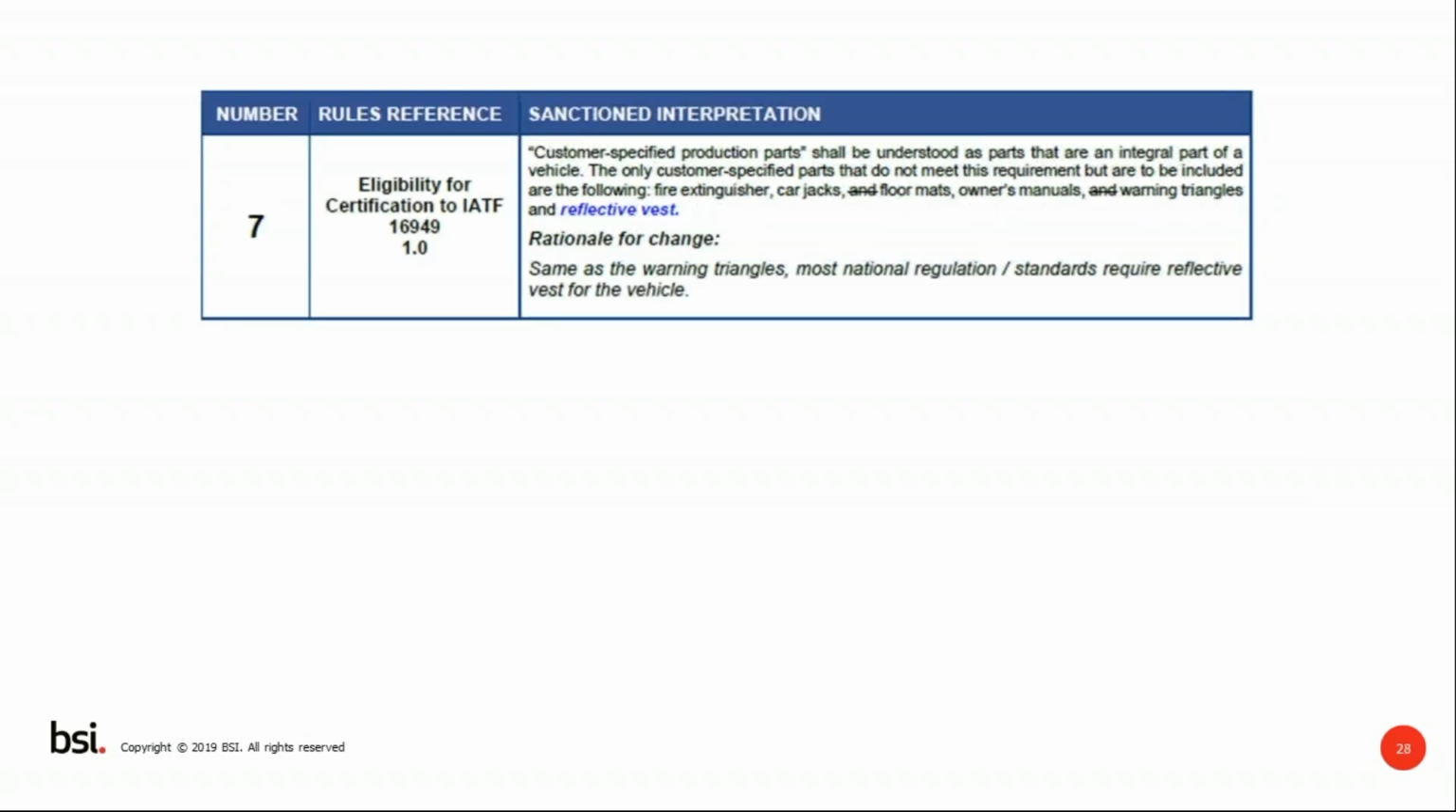Sanctioned interpretation 7 was just to add some other clarity about what is within the eligibility requirements. So the providers of the reflective vests, which go in the boot or the trunk of vehicles, are now allowed to be eligible for certification.